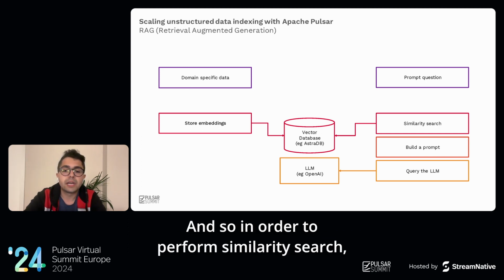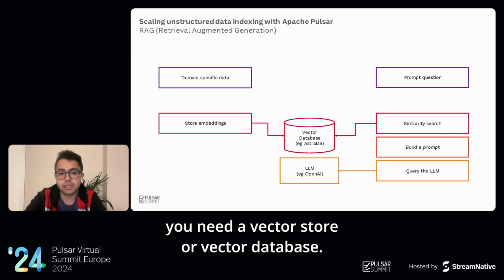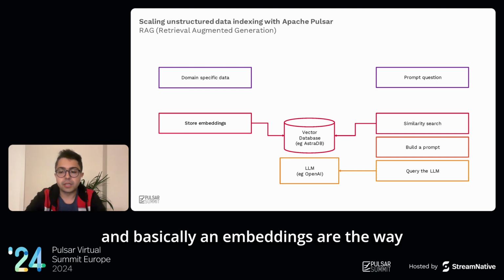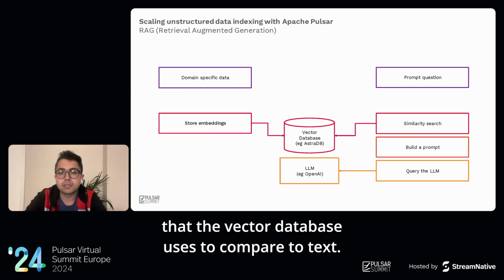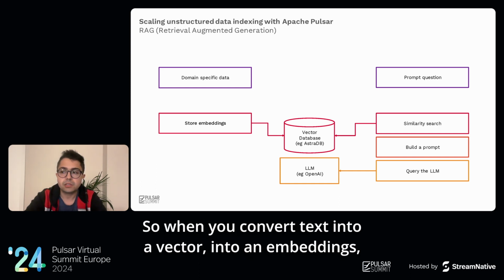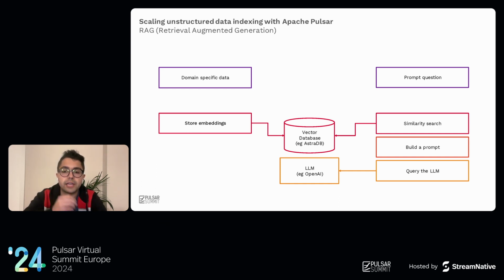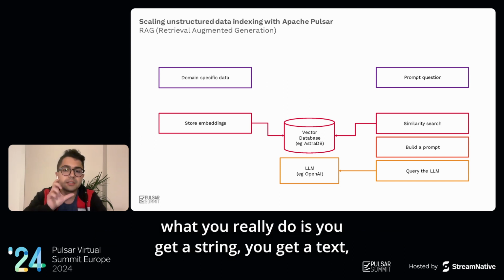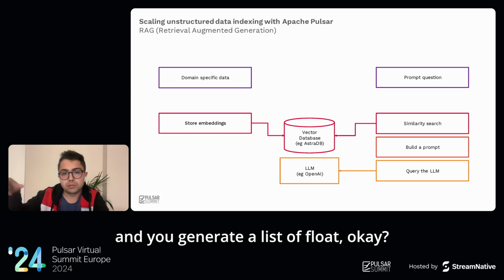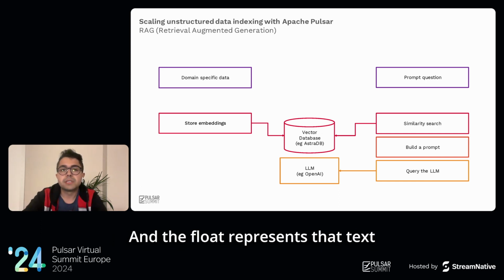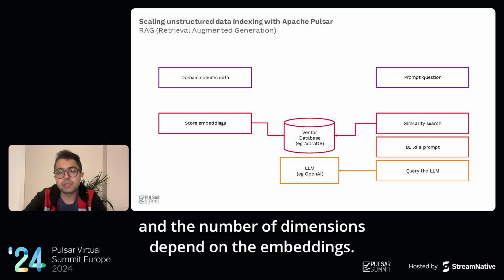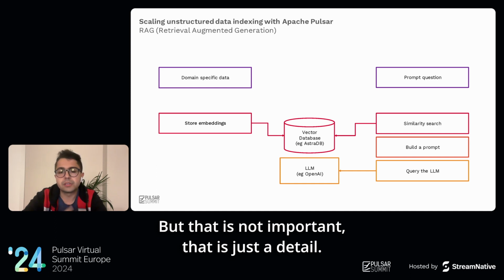And so in order to perform similarity search, you need a vector store or vector database. And vector databases work with embeddings. And basically embeddings are the way that the vector database uses to compare two texts. So when you convert text into a vector using an embeddings model, what you really do is you get a string, you get a text, and you generate a list of floats, okay? And the floats represent that text in thousands of dimensions, and the number of dimensions depends on the embeddings, but that is not important. That is just a detail.